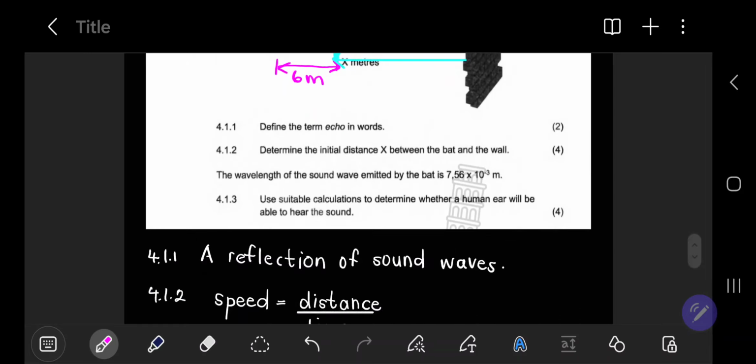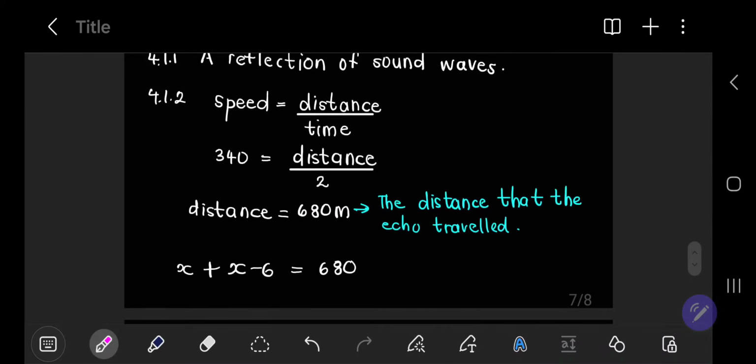Right, next we have a piece of information given. It says the wavelength of the sound wave emitted by the bat is 7.56 times 10 to the minus 3 meters. Remember, that is lambda. 1.4.1 says use suitable calculations to determine whether a human ear will be able to hear this sound. Now, obviously, to do that, we need to calculate frequency. So let's do that first.